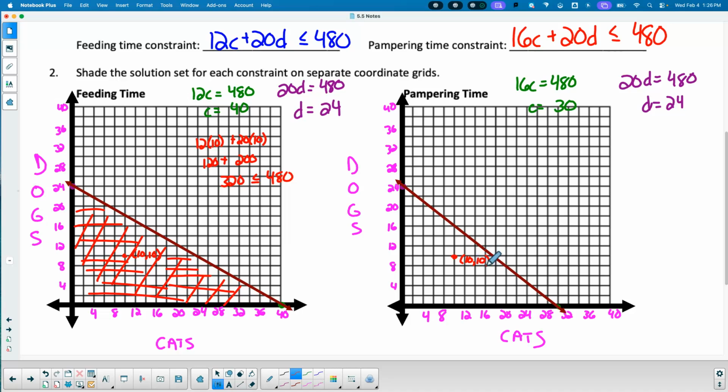Didn't go through 10 comma 10 again, so let's do that. So then we've got, oops, I should pick, too late. So 16 times 10 plus 20 times 10. 16 times 10 is 160. 20 times 10 is 200. 200 plus 160 is 360. Is that less than or equal to 480? Yep, so we're going to shade that side of the line.